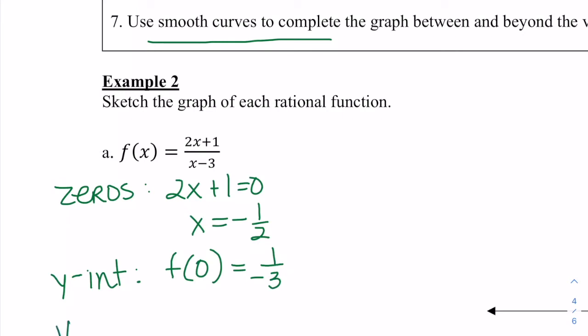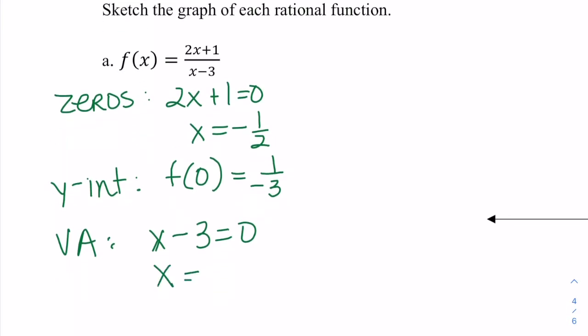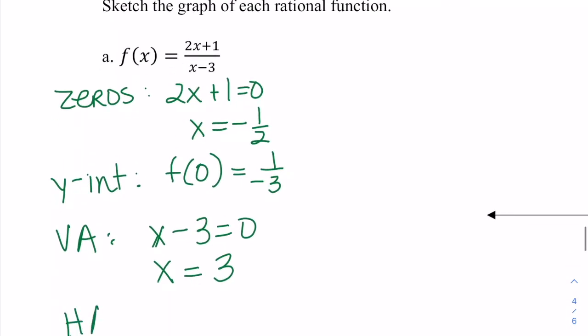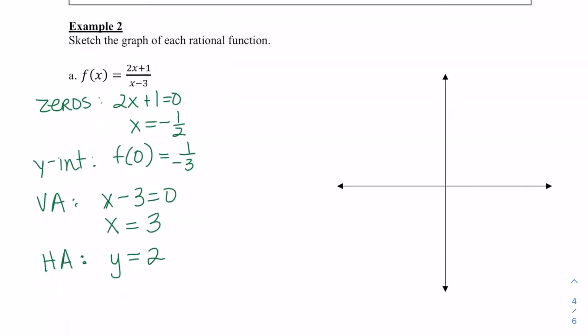Now let's look at the vertical asymptote. We set the denominator equal to 0. So we know that we're going to have a vertical asymptote at x equals 3. And because the degree is the same in the numerator and the denominator, the equation for the horizontal asymptote will be y equals 2. So let's sketch what we know. We know that we have a vertical asymptote at x equals 3. We know that we have a horizontal asymptote at y equals 2.